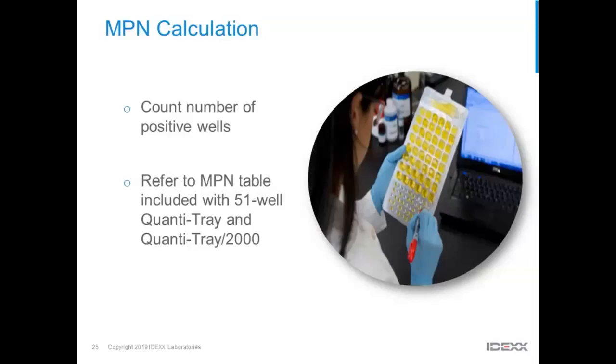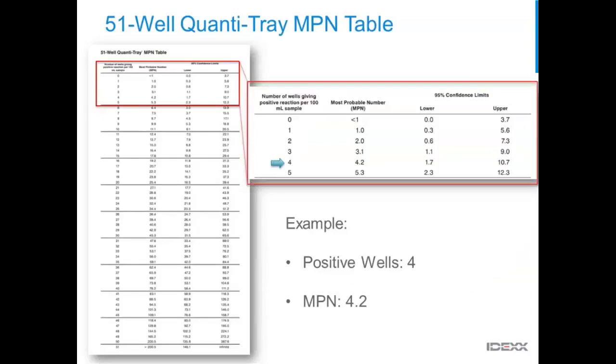So the 51 well tray will have 51 wells, 50 of them being of a large size with one overflow well on the top. All those are counted as your 51. The Quantification Tray 2000 has the 49 large wells on the top, which includes that large overflow well on the very top, and then 48 small wells on the bottom. So you count the number of positive wells and refer to the MPN table.